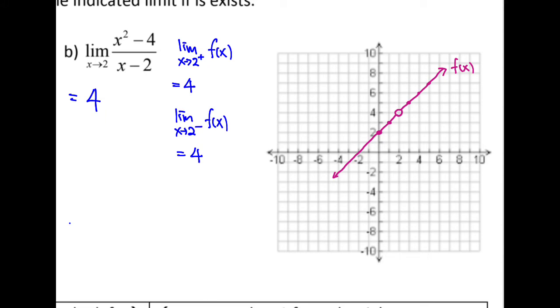However, if you really look at the graph, what will be f at 2? F at 2 is actually undefined. There's no point defined at x equals 2. However, there is a limit when x approaches 2.